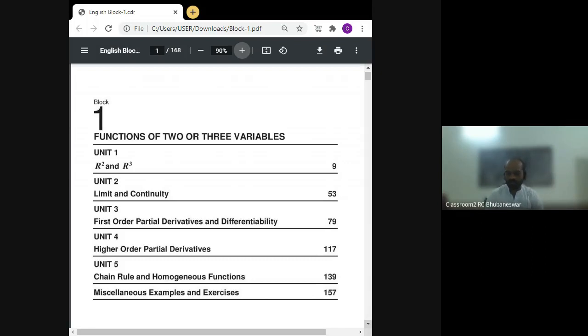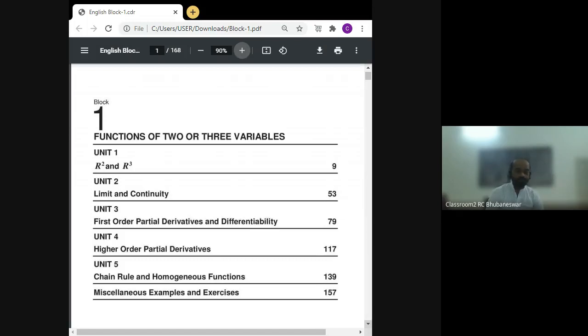So, two-dimensional systems and three-dimensional systems. The basics about the two-dimensional and three-dimensional systems were discussed in the previous course, that is BMTC-131, and here we are going to discuss functions, how we can define functions in R square and R cube.